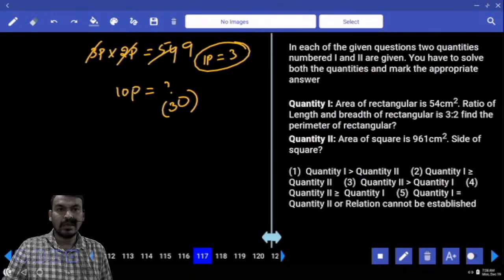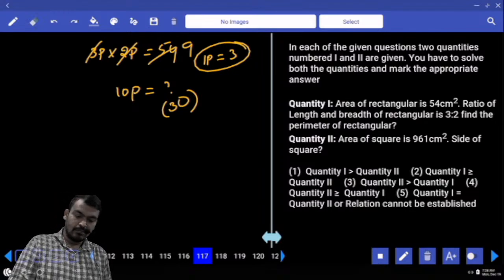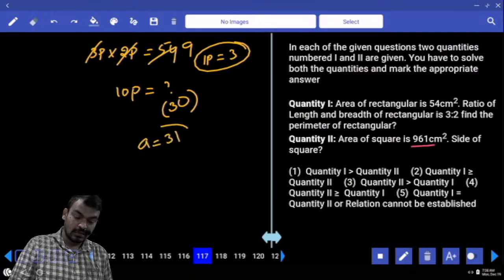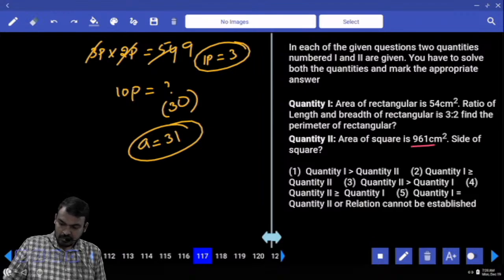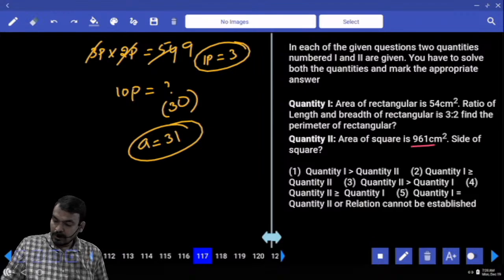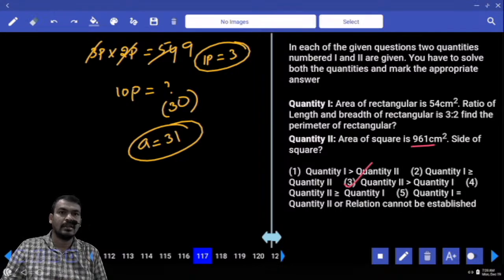What is the second one? Area of a square is 961. What is the side of the square? A equals 31. Q1 is less than Q2. Which option does that mean? The third option. Actually, Q2 is greater than Q1 is what is given.